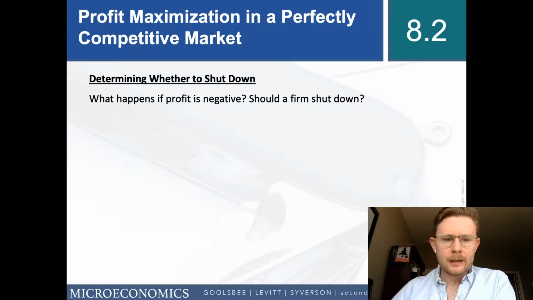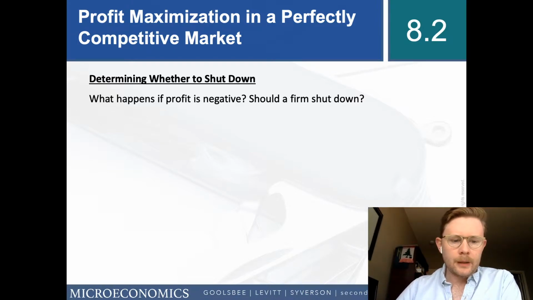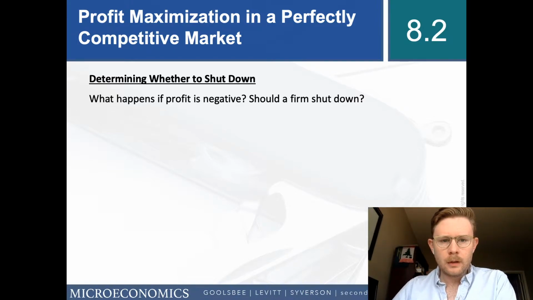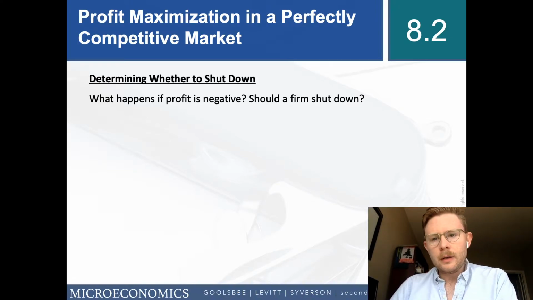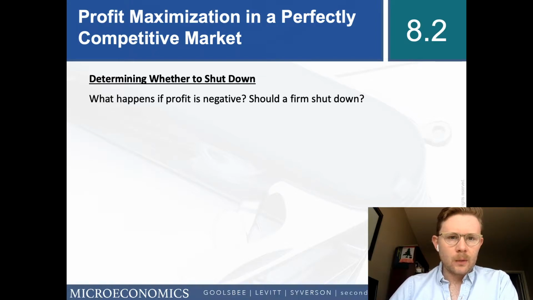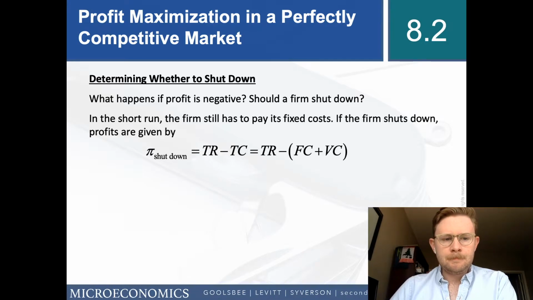So in the previous slide, we were talking about how the levels of profit can change based on where the marginal revenue and marginal cost curves meet. So then the next natural question is to figure out whether the firm should shut down and whether or not making a negative profit is enough for a firm to shut down.